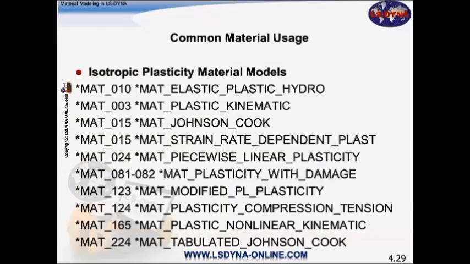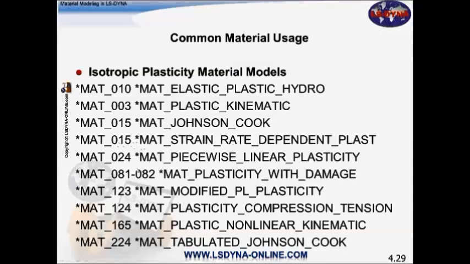All right, so common material usage for isotropic plasticity, these are the common material models that we use. So you have material 10 hydro, you can use this even for modeling foam with the equation of state. Material 3 is a simpler plasticity material model. Material 15 is Johnson Cook for defense application.